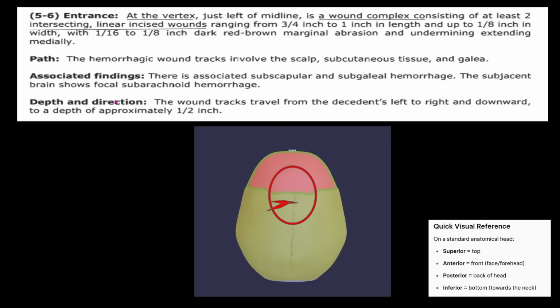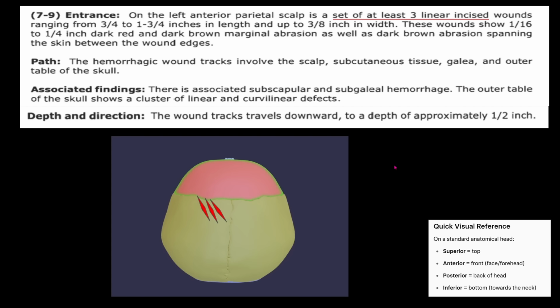Now, at the vertex, these are 2 wounds. At the vertex, right at the center of the top of the head, just left of the midline. It's a wound complex consisting of 2 intersecting linear incised wounds, ranging from 3/4 of an inch to 1 inch in length, up to 1/8 inch in width, and it's 1/2 inch deep. So these are just 2 cuts. They do intersect, but it is a wound complex, but these look incidental in my opinion. Something that happened in the midst of a bunch of other cuts on the head.